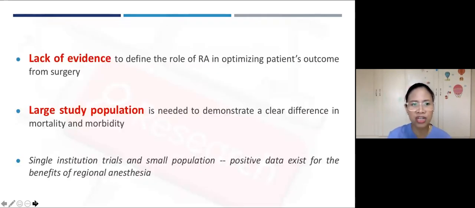But he also stressed that we need a large study population to be able to demonstrate the clear difference in morbidity and mortality. Because right now, what we see are positive data when we look at trials or literature, no? Because all these are single institution trials with a small population. So I think the challenge right now is to come up with large trials with a big study population to be able to demonstrate really the effect of regional anesthesia on morbidity and mortality.